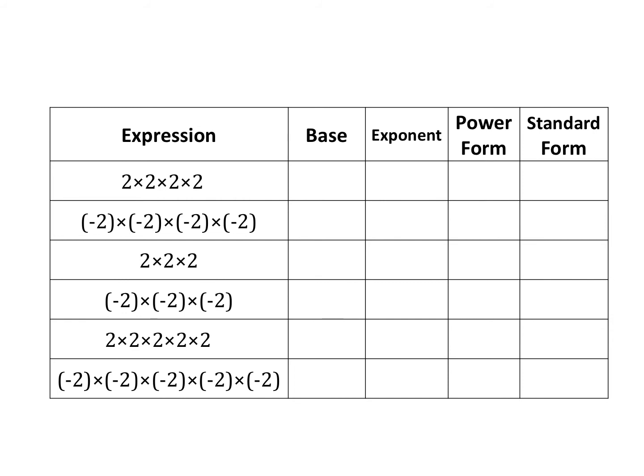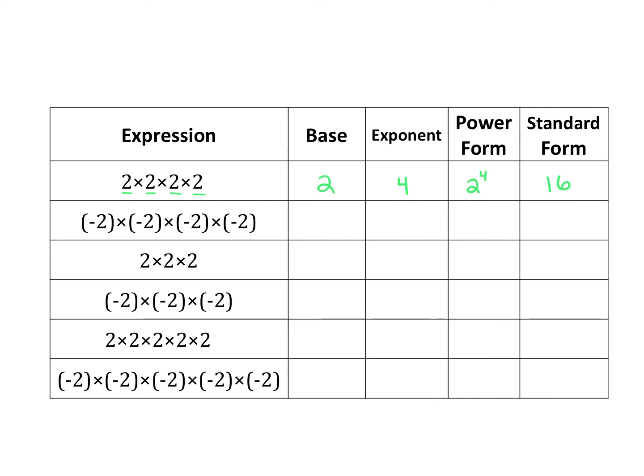Let's have a look at this chart so that we can figure out what our base is to help us find our exponent, our power form, and then our standard form. In the first one, we know that our base is a positive 2. Because there are 4 of them, we know our exponent is 4. Which gives us a power form of 2 with an exponent of 4 and a final standard form of 16. What I'd like you to do is pause here, go through the rest of these, and then restart the video to see how your answers compare.